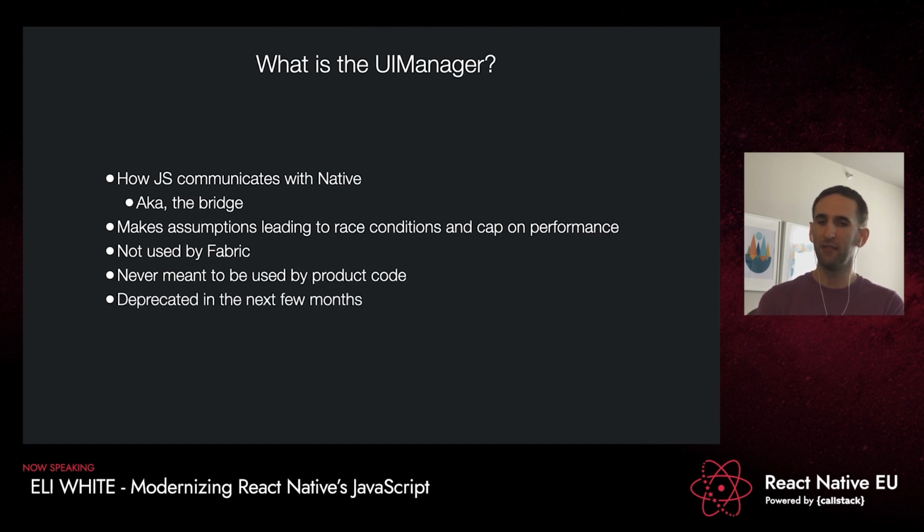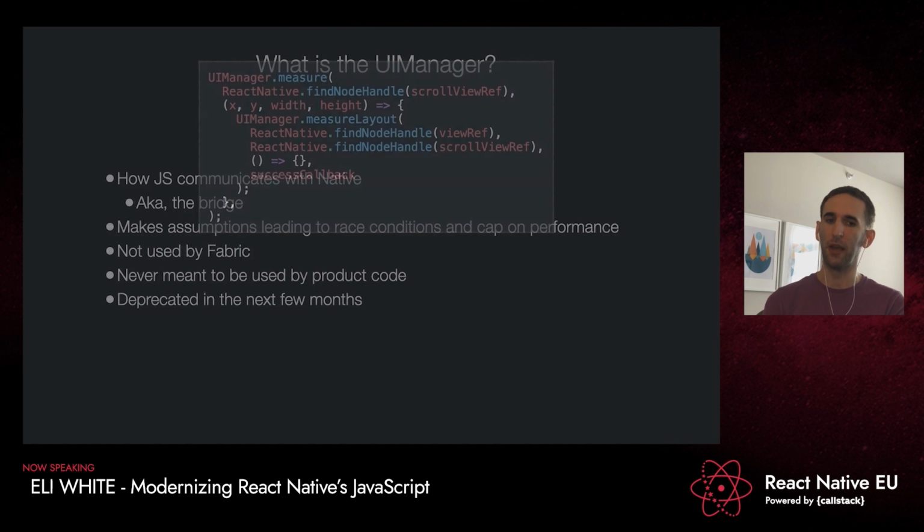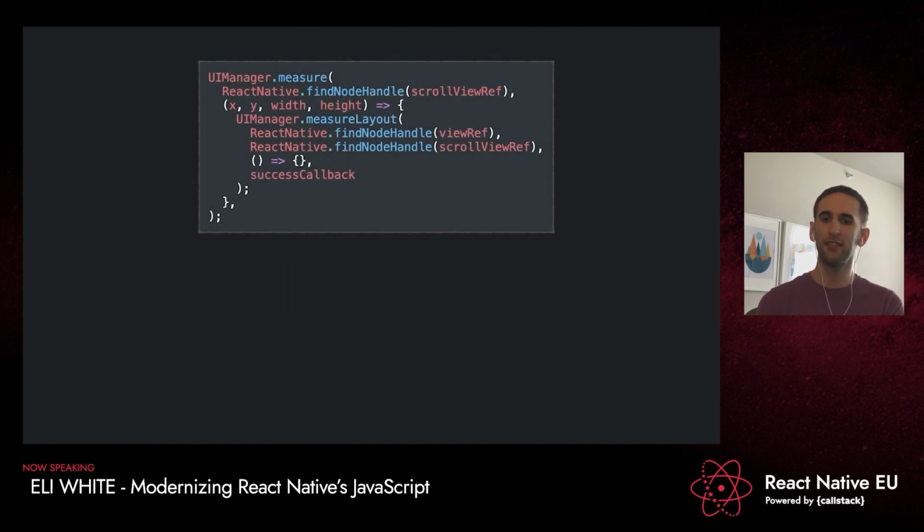So the UI manager is going to be deprecated. Direct calls to the UI manager from product code are going to be deprecated in the next few months as we get closer to our new architecture, and we want to help you migrate off of these calls. So I want to give you an example of what a call to the UI manager from product code might look like. This is some code calling measure on the UI manager and trying to measure the size of a view relative to a scroll view. And you'll see a bunch of these UI manager calls in these kinds of places, and there are a lot of problems with these, and we'll get into that in a second.